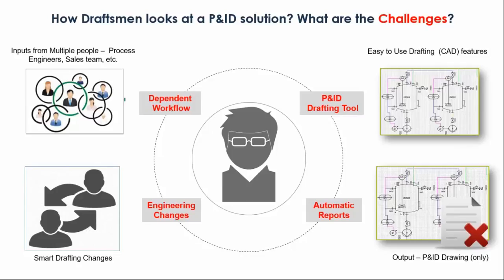Since it is an iterative process, they need a tool with quick change management and revision management features. Also, various types of outputs are expected, such as reports and data sheets coming out of the P&ID drawings. There are various challenges, highlighted in red on the screen, which are faced by draftsmen. For example, they are highly dependent on the workflow, there is a limitation of drafting features in P&ID, that is, automatic features, then a lack of information exchange and extraction from the P&IDs, and difficulty managing engineering changes.